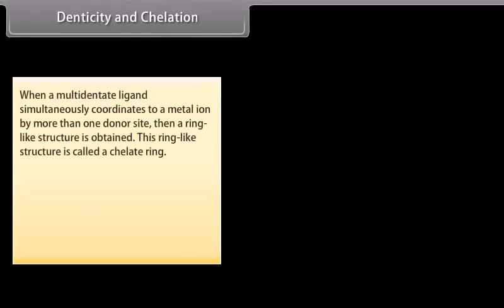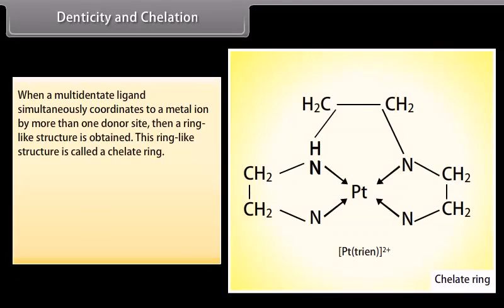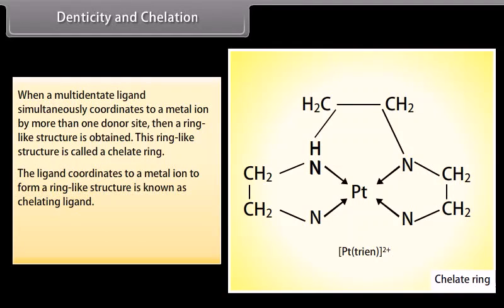Denticity and chelation. When a multidentate ligand simultaneously coordinates to a metal ion by more than one donor site, then a ring-like structure is obtained. This ring-like structure is called a chelate ring. [Pt(en)2]2+ is an example of chelation. The ligand that coordinates to a metal ion to form a ring-like structure is known as a chelating ligand.